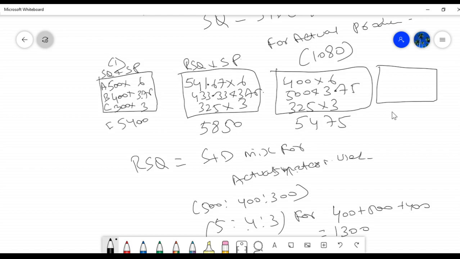Again, the actual thing is already given: 5320 is given in the question. If you add all the things you will get 5320. The rest of the things you can work out yourself: 1 minus 2, 2 minus 3, 1 minus 3, 3 minus 4 and 1 minus 4. Okay, 1 minus 2 is what?